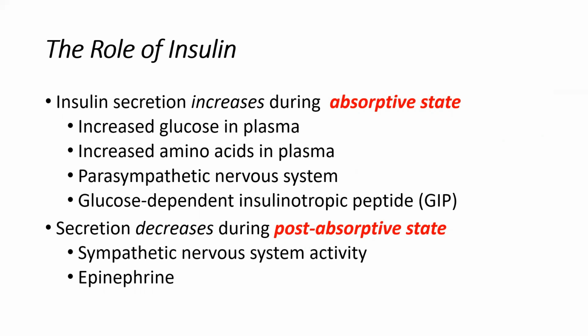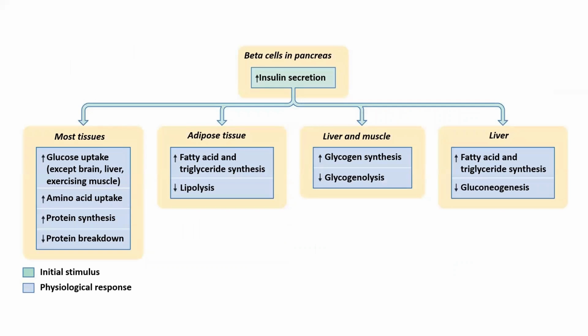Okay. All right. Here is what those beta cells look like. So they secrete insulin. Here are some of the things that insulin does. In most of our tissues, it's going to help glucose uptake, except in the brain, the liver, and exercising muscle. It's going to help with amino acid uptake. It's going to help with protein synthesis. It's going to help decrease protein breakdown. So again, decreasing that catabolism of our nutrients.